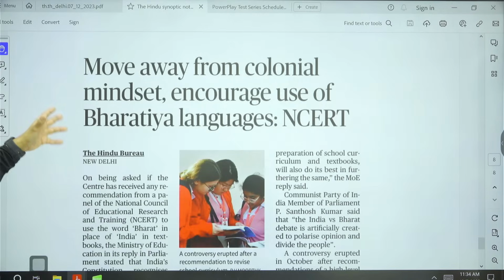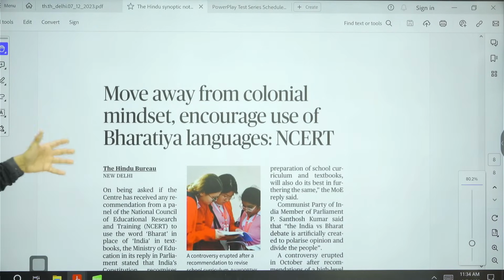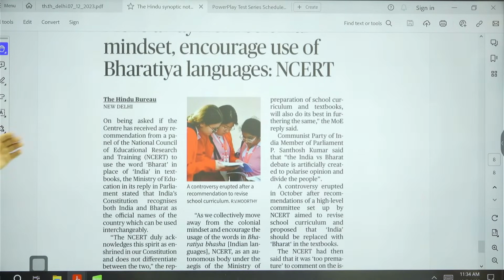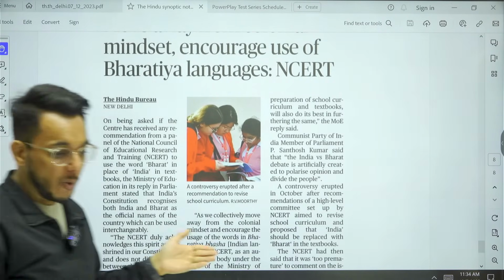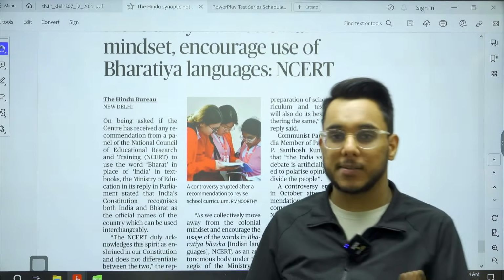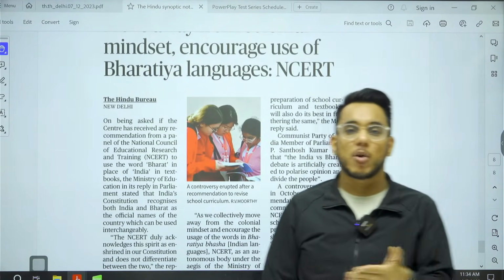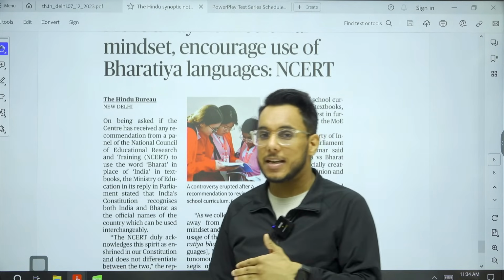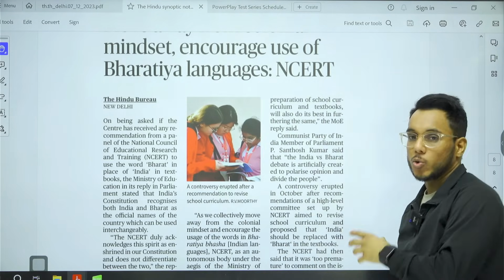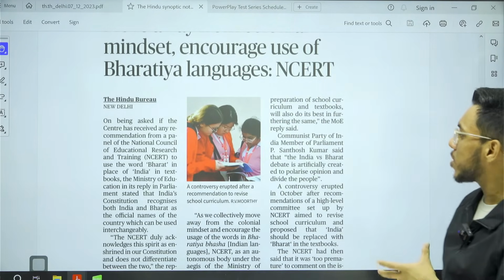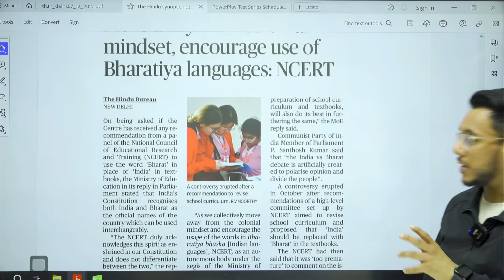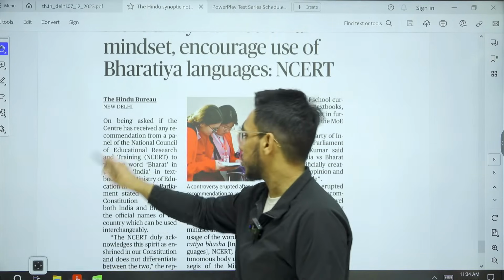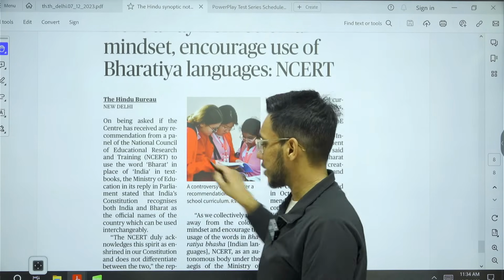Okay, then: move away from colonial mindset, encourage use of Bharatiya languages, NCERT. So basically guys, what has happened? We have seen that during the G20, wherever the name of India was to be used, the name Bharat was used. And also guys, there is a kind of controversy going on about textbooks, that it has been suggested by NCERT that the word Bharat should be used in place of India.